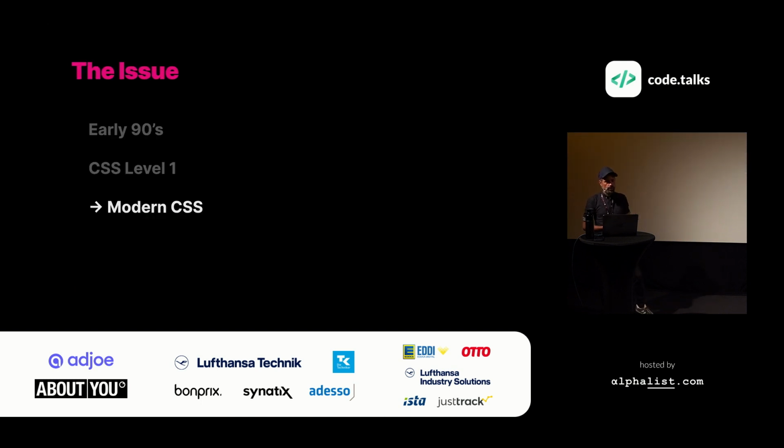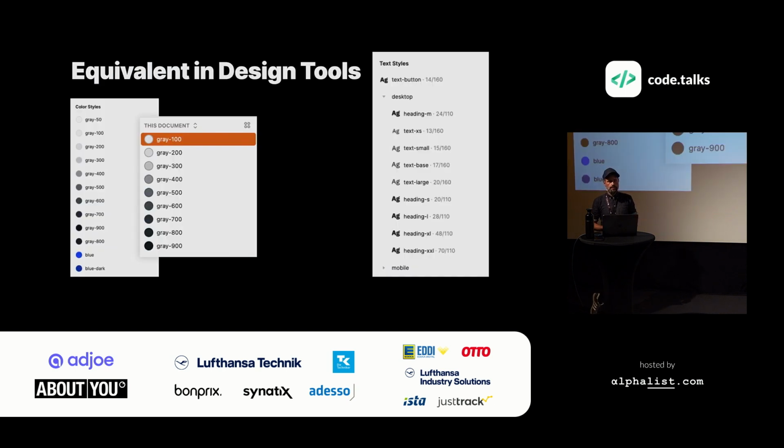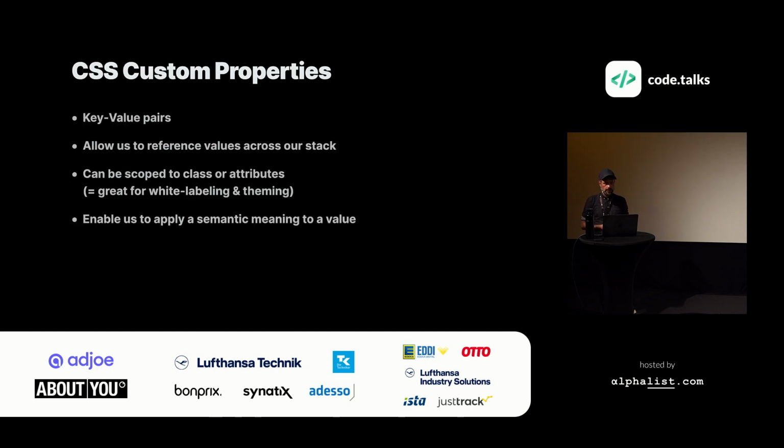But now we have modern CSS, and that's not the way we work in CSS anymore. And we have variables. Variables allow you to store values in one place and add references across the project. We already know this from 2007 when it was introduced by Sass, but now we have CSS custom properties. And we also know this, speaking about design tools, from Sketch and Figma and other tools. We define our styles globally and add references in our documents.